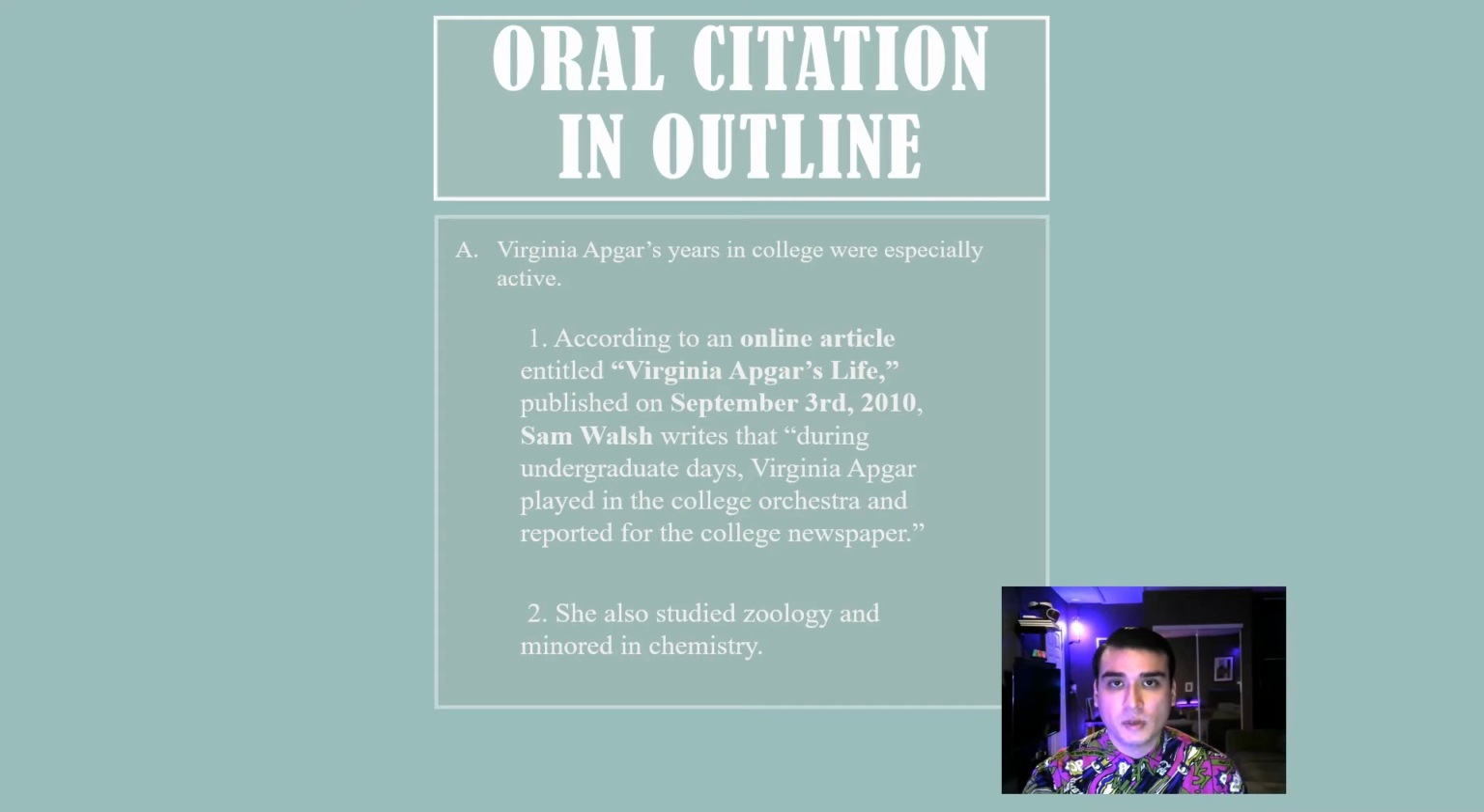So we can see the 4 elements of the oral citation within this subpoint 1. Online article names the type of source. Virginia Apgar's Life names the title. September 3rd, 2010 is the date. And Sam Walsh is the author of the source. So we can see all these elements working together within this citation within the context of an outline.